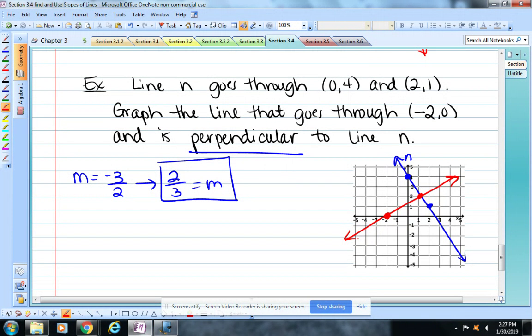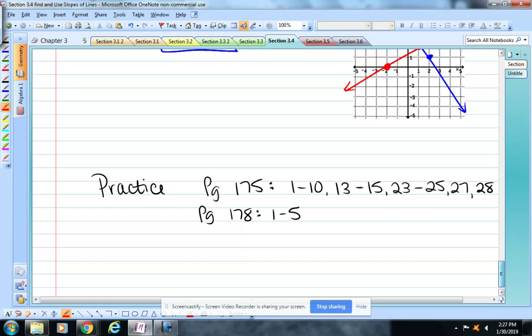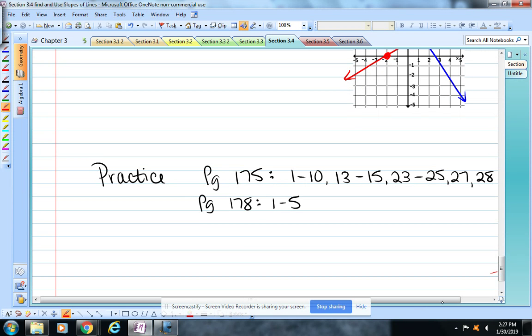Okay, so your assignment, some of these are really, really easy. A lot of it's just practicing getting slope. The first 3 or 4, I think, are even matching. You're matching graphs to a positive, negative, 0, or undefined slope.